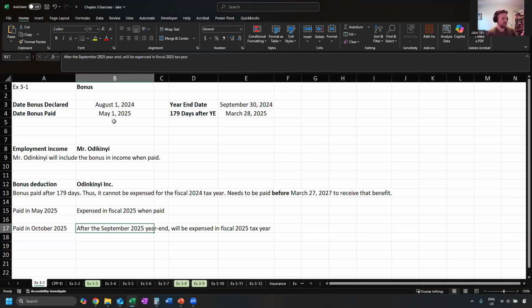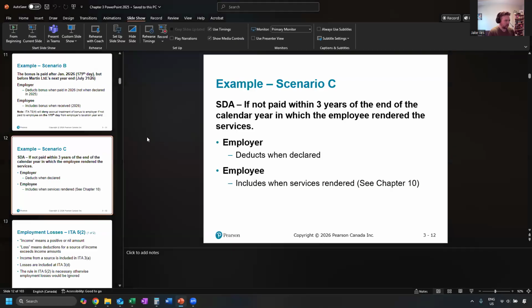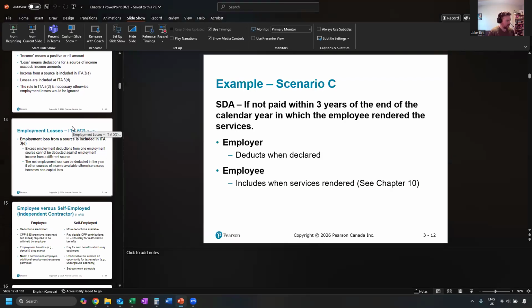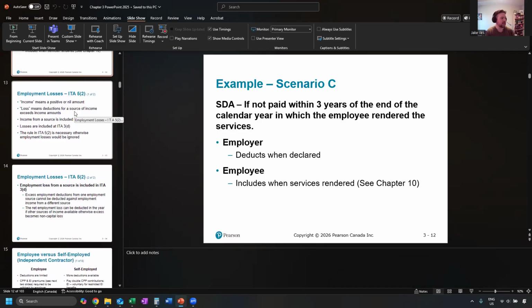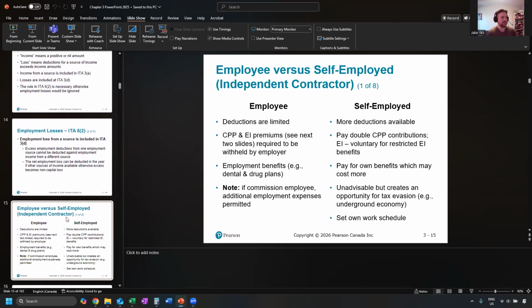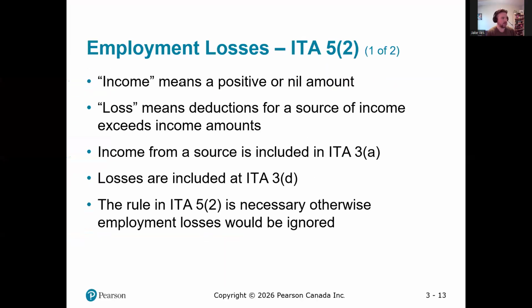I will be sure to upload this updated spreadsheet. Okay, do I want to keep going with some employment? I'll do the next couple slides, and in the next video, I'll discuss employee versus self-employed.